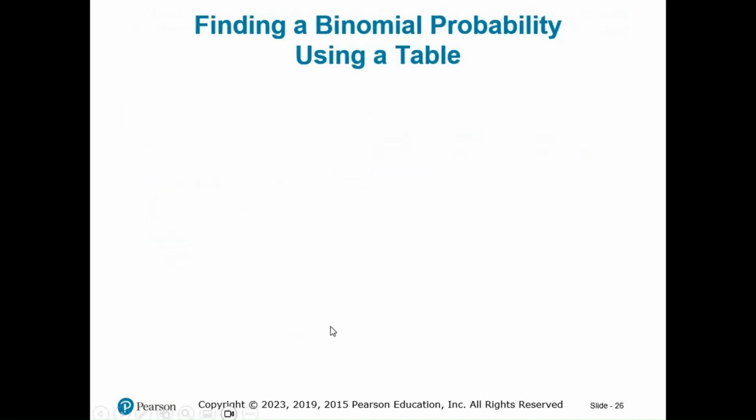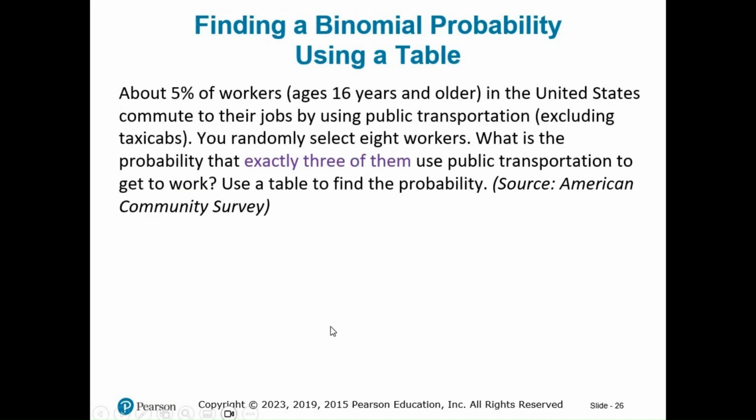Okay, let's look at another way we can solve these problems. Your e-text actually has a binomial probabilities table in the appendix that you can use. We'll use it for this example so you can see how it works. About 5% of workers aged 16 years and older in the United States commute to their jobs by using public transportation, excluding taxis. You randomly select 8 workers.